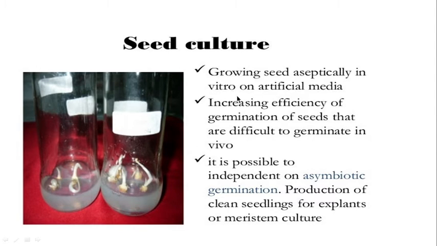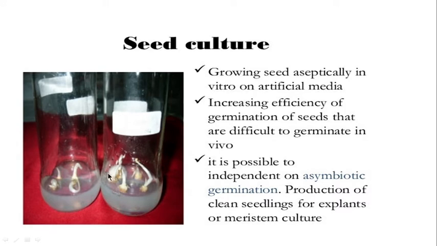Growing seeds aseptically in vitro on artificial media. Here the artificial media is there and seeds are grown aseptically in vitro. Increasing efficiency of germination of seeds that are difficult to germinate in vivo. Those seeds which are very difficult to germinate in vivo, the germination efficiency of such seeds will increase by using this seed culture technique. It is possible independent of symbiosis. There will be no symbiosis. Asymbiotic germination will occur. Production of clean seedlings for explant or meristem culture.